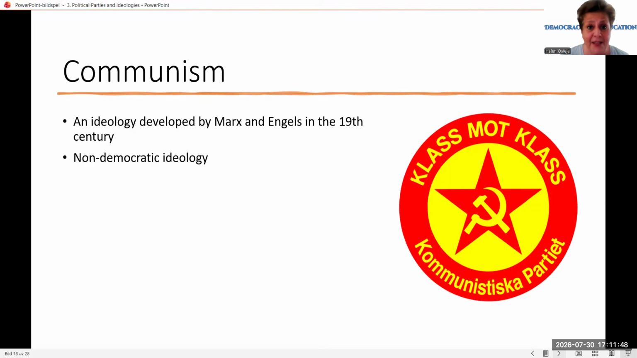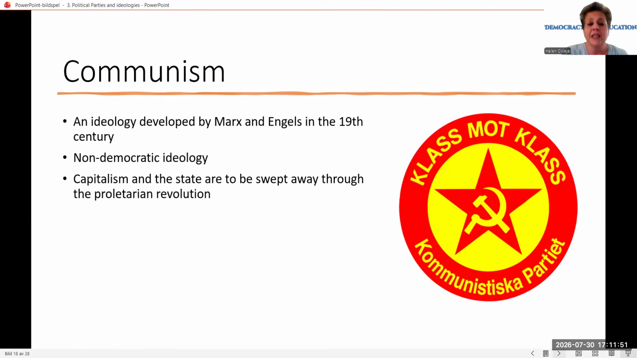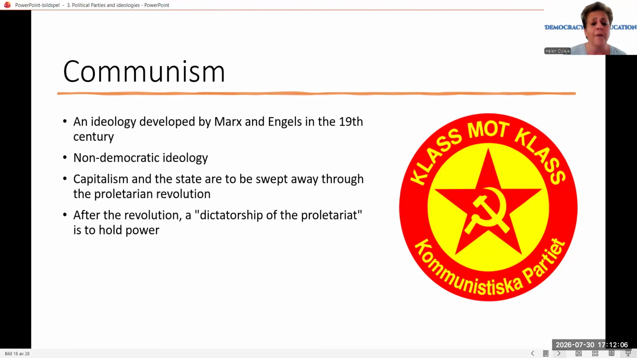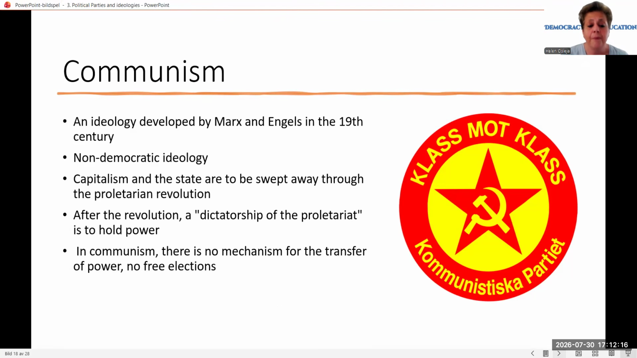It's a non-democratic ideology because for communists, capitalism and the state are to be swept away or destroyed through the proletarian revolution or the workers' revolution. And after the revolution, a dictatorship of the proletariat is to hold power indefinitely. However, in communism, just like in National Socialism, there is no mechanism for the peaceful transfer of power. No elections, no pluralism, and of course, no tolerance for people who have different visions of the world.